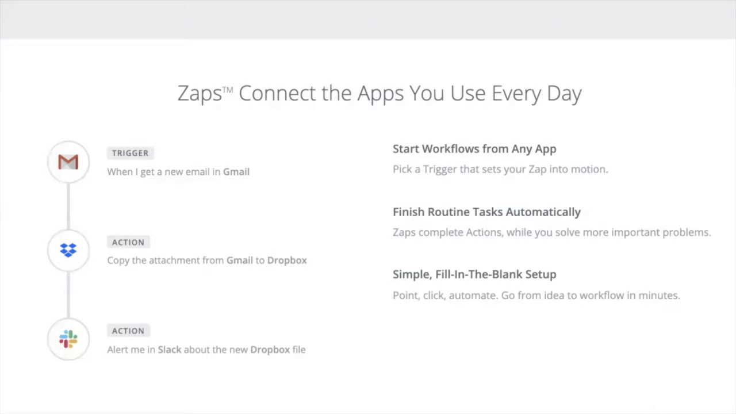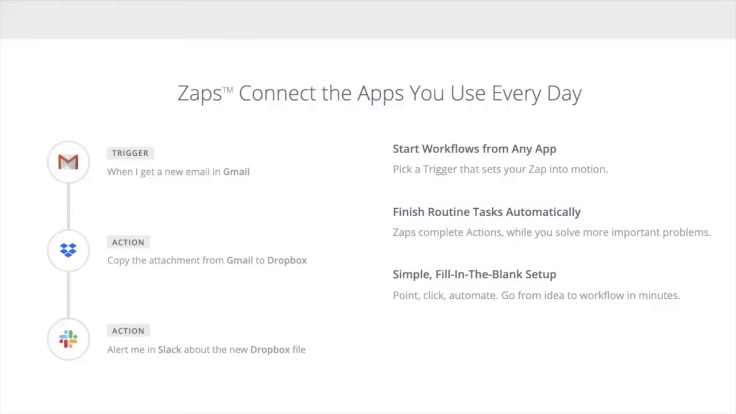little easier. Another cool thing with Zapier is it can integrate with things like Slack and Gmail to send you notifications. If you want to know every time one of your zaps goes through, you can say, hey, alert me in Slack about this new Dropbox file that just got added. Those are some of the big advantages of Zapier. You can start workflows from any app, aka you can pick a trigger that sets your zap into motion.